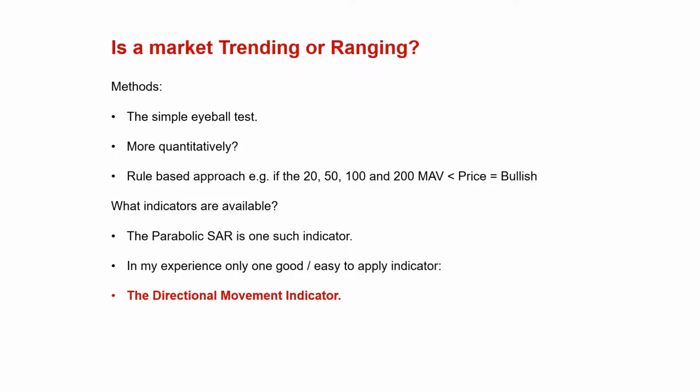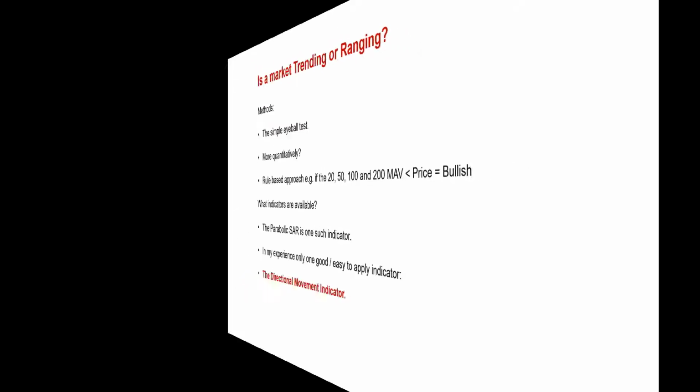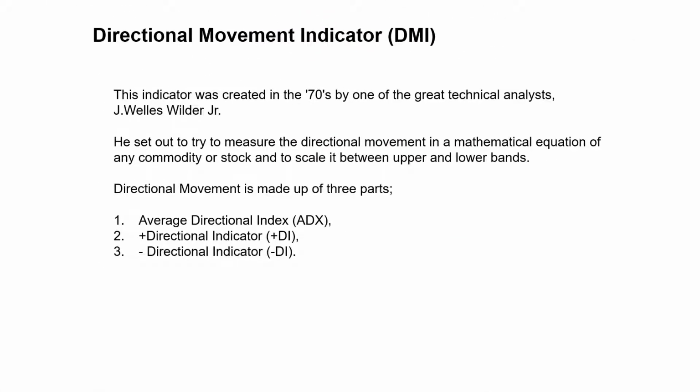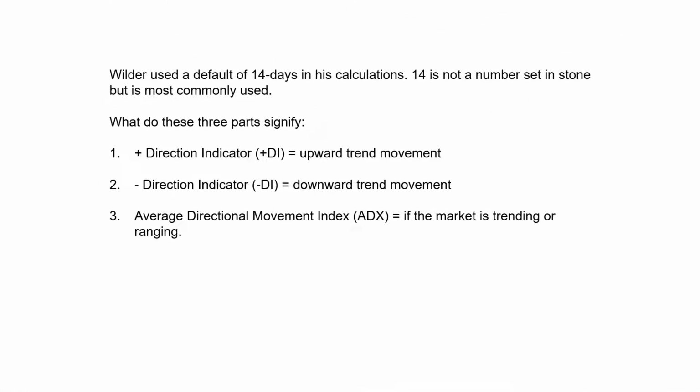So you can do this in very many different ways, and you can look, just by an eyeball test, mathematically, some rule-based approach around moving averages, and there's even indicators like parabolic SAR that I've used, but the best one in my opinion to use is the directional movement indicator, and it was developed by J. Wells Wilder in the 70s, and he just wanted to work out some more mathematical, systematic way of being able to measure such a thing.